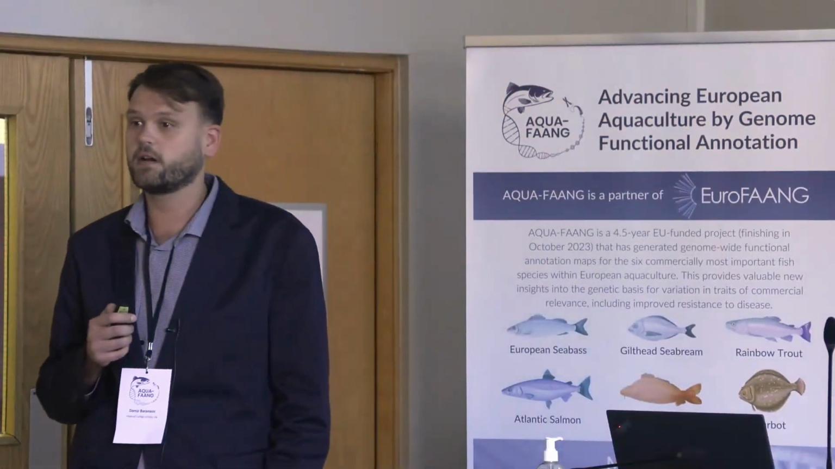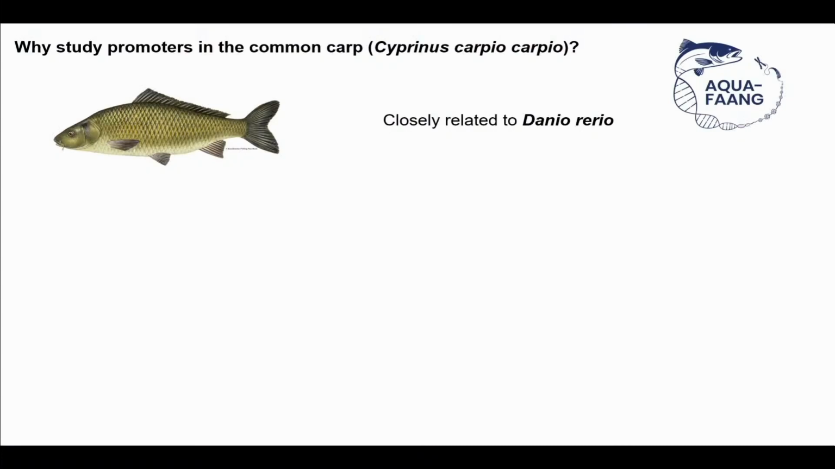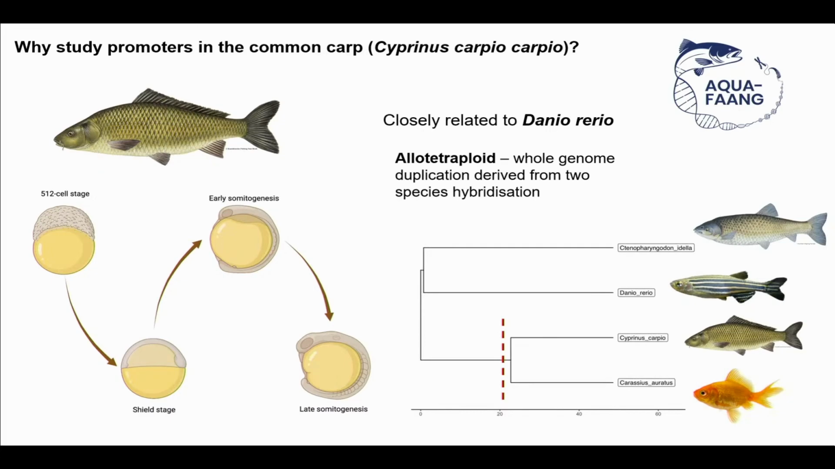So why is common carp actually a good system to analyze that? First of all, it's closely related to zebrafish, which is one of the most important model organisms in general, and there were a lot of discoveries and a lot of analysis on promoters happening in zebrafish. So we can actually compare the early development of carp with the zebrafish. But unlike zebrafish, it had a whole genome evolution, just like salmon did.